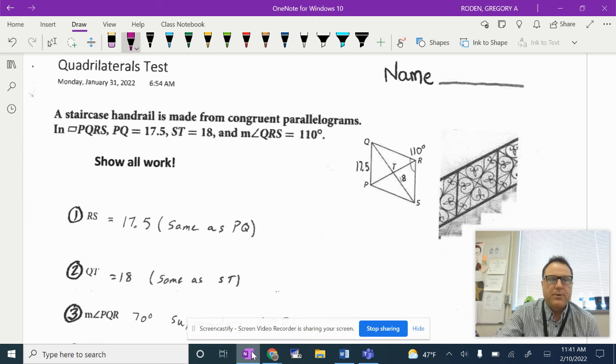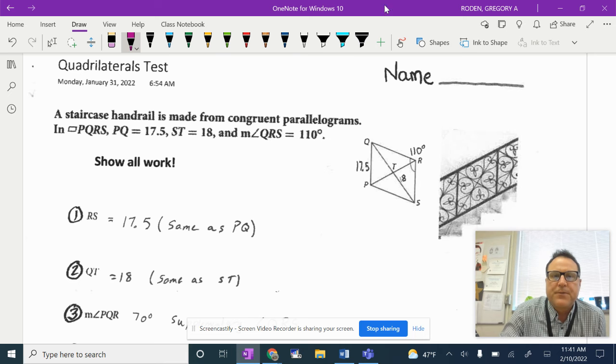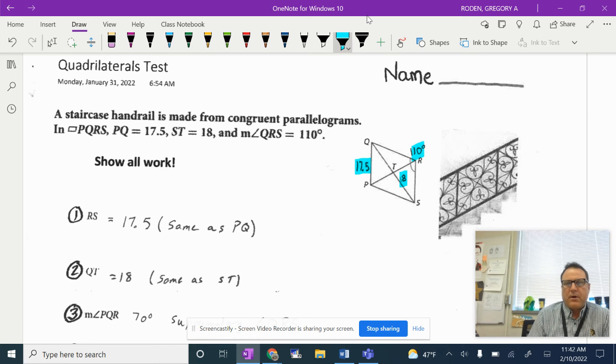All right. So the first three, we were given that, and I have just the solutions written down. I just want to talk about them and highlight some stuff here. So the first three, we have that this angle right here, angle QRS, is 110. We also know that side PQ is 17.5. And we also know that ST is 18. Okay. So first thing it wants to know is RS.